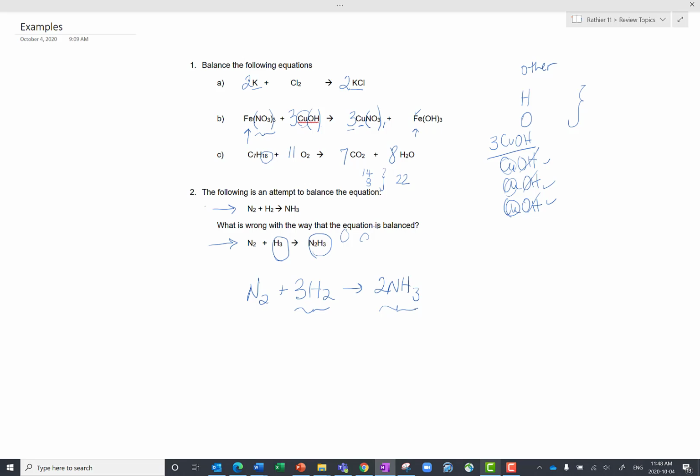The biggest piece of advice I can give you about balancing is to be patient. It's a trial and error process for a reason, because as you change one number, sometimes another number gets changed. Move slowly, check your work at the end, and have some fun.